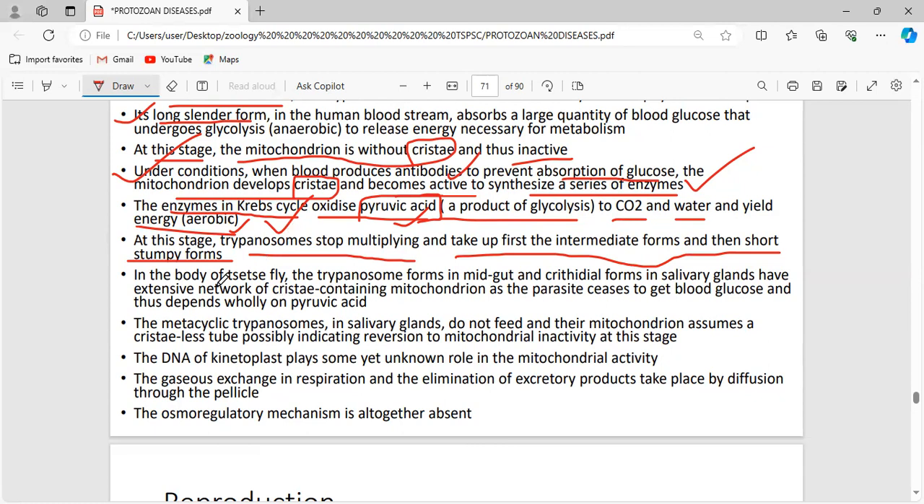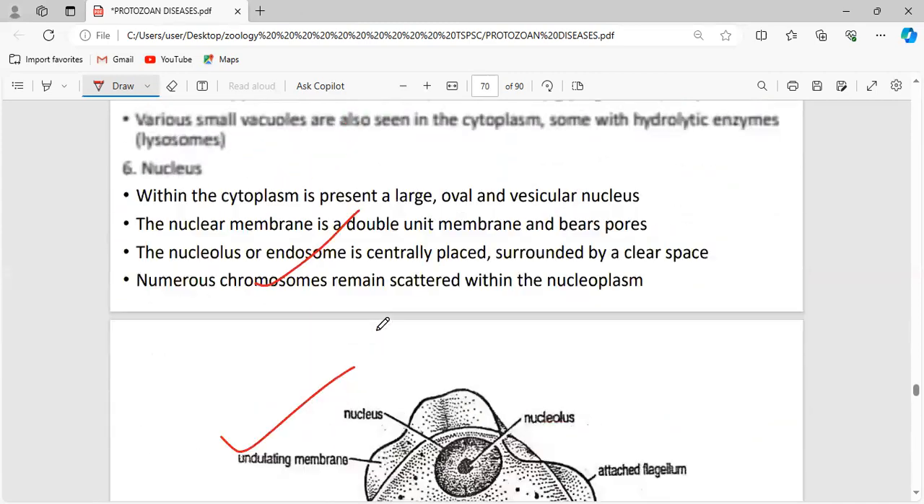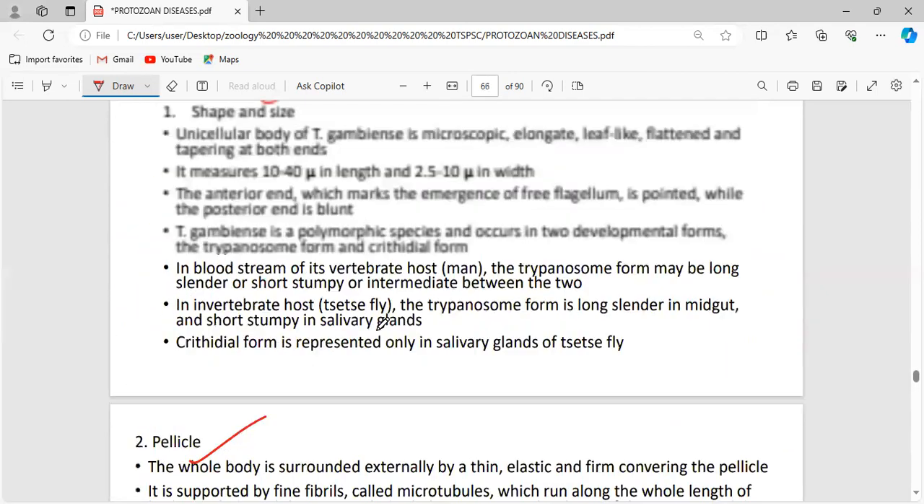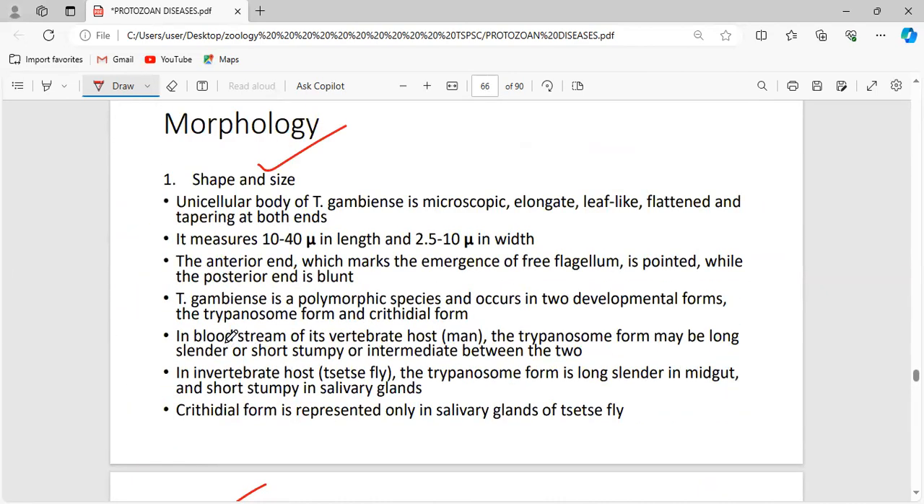Okay. And in the body of the tsetse fly, the trypanosome forms in the midgut and crithidial forms in the salivary glands. I explained in yesterday's class that there are two different forms in the tsetse fly. In the bloodstream of the vertebrate host, that is in man, the trypanosome may be long, slender, or short, stumpy, or intermediate between the long, slender and short, stumpy form.